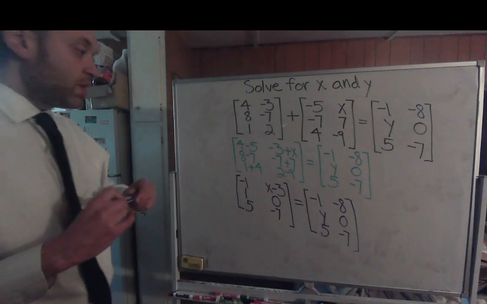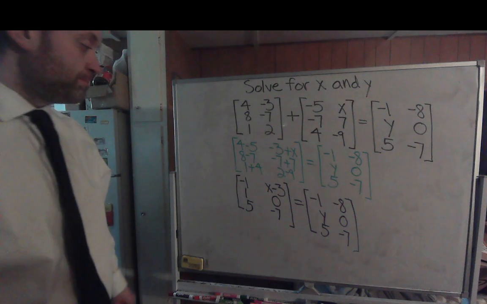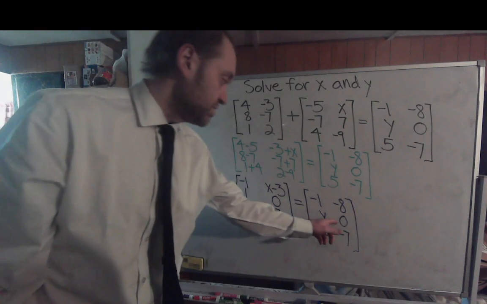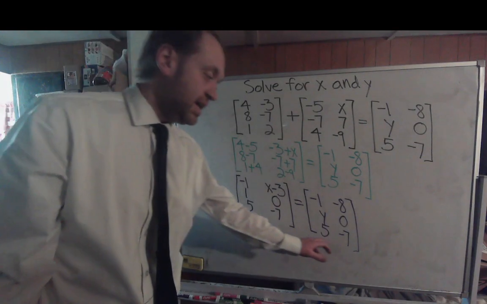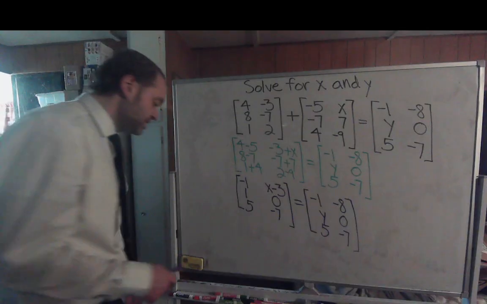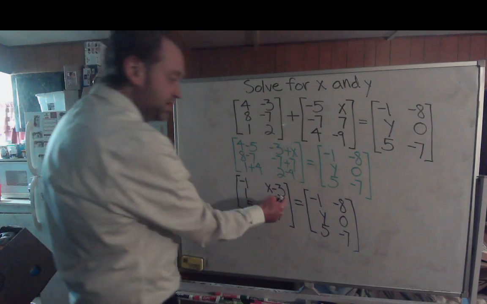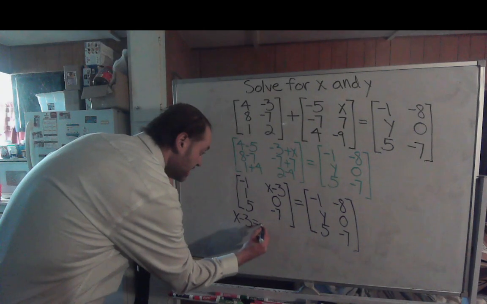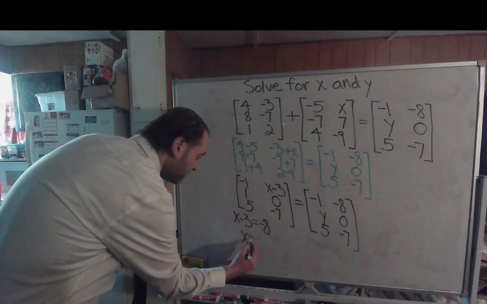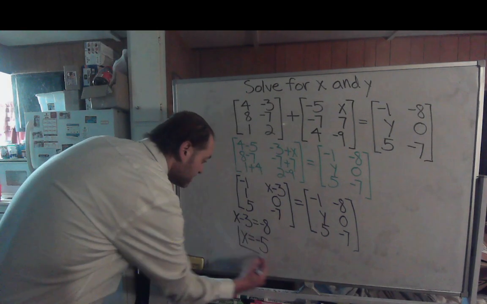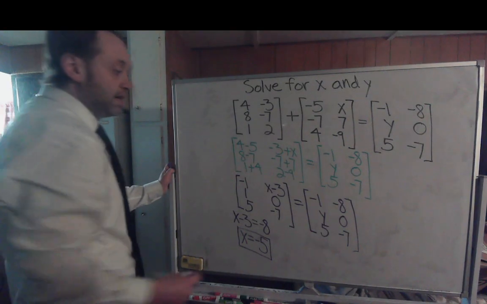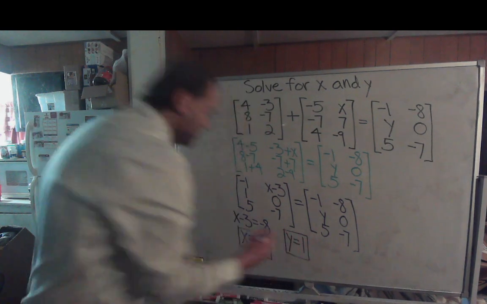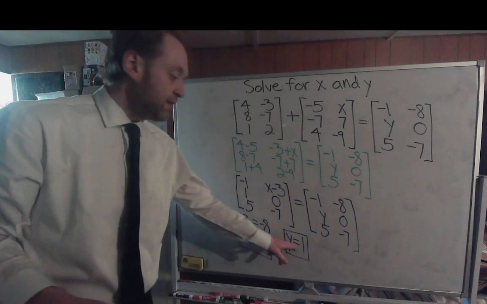Well, now we have it in a way we can solve. You see negative 1 equals negative 1 in the corresponding position. You see 0 equals 0 in the corresponding position. And both 5 and negative 7 are equal to each other in the corresponding position. So it looks like x minus 3 corresponds to negative 8. So we'll set x minus 3 equal to negative 8, which would give x a value of negative 5. So we found x to be negative 5, and it looks like y corresponds directly to 1. So y would equal 1. So you get an x value of negative 5 and a y value of positive 1.